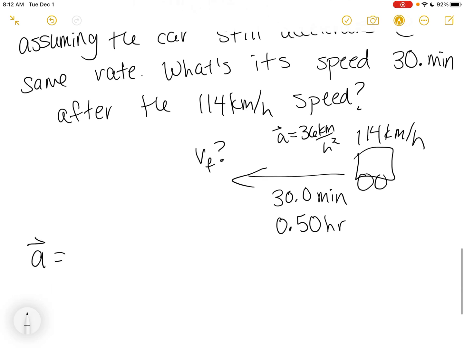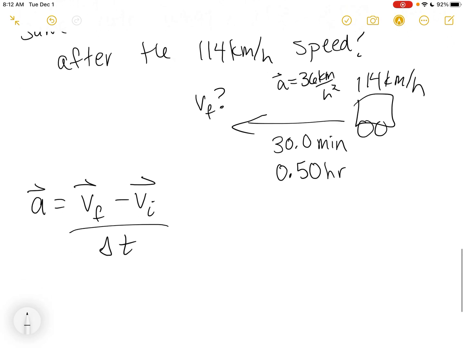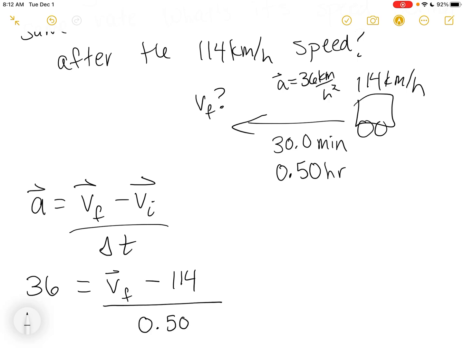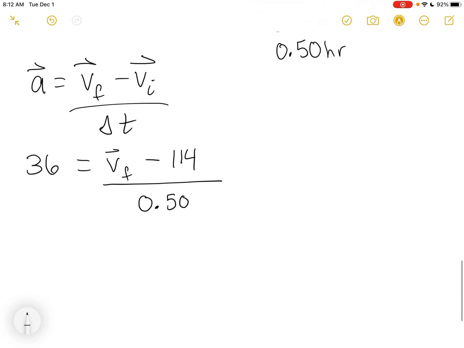So we're going to use our formula for acceleration. It's VF minus VI over delta T. Only in this formula, we're going to be looking for VF because we know our acceleration. So our acceleration is 36 kilometers per hour squared. VF we don't know, but VI is 114, and our time is 0.50 hours.